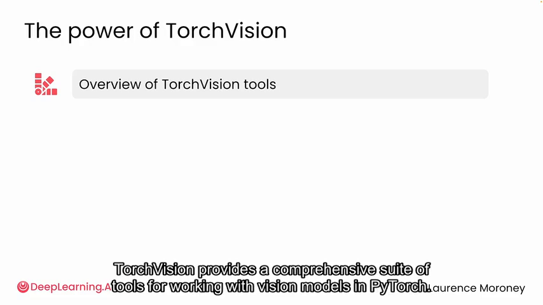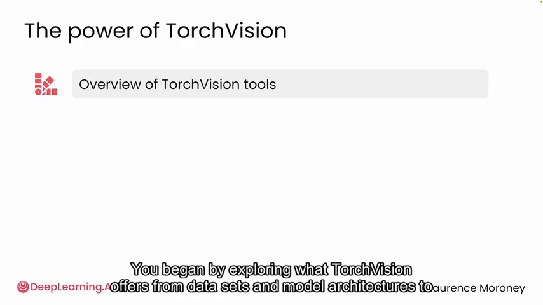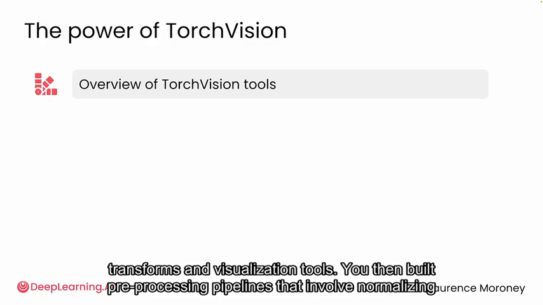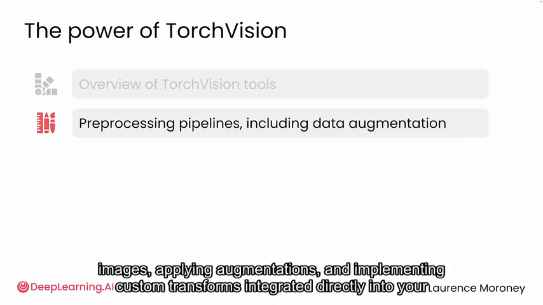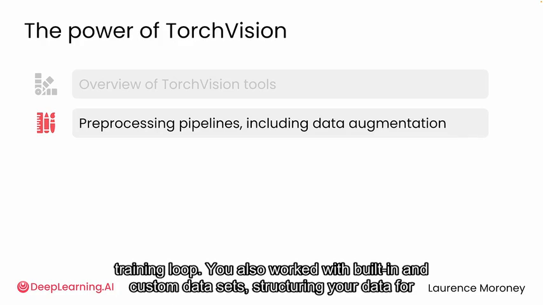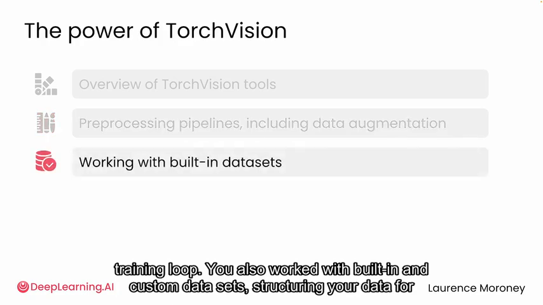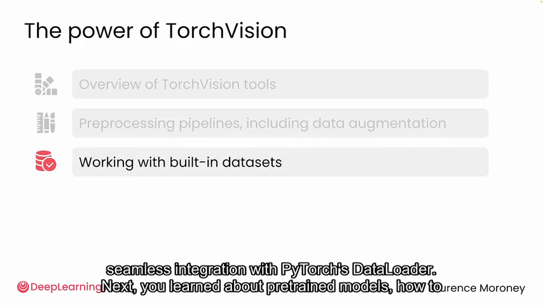By now you've seen how TorchVision provides a comprehensive suite of tools for working with vision models in PyTorch. You began by exploring what TorchVision offers, from datasets and model architectures to transforms and visualization tools. You then built pre-processing pipelines that involve normalizing images, applying augmentations, and implementing custom transforms integrated directly into your training loop. You also worked with built-in and custom datasets, structuring your data for seamless integration with PyTorch's DataLoader.